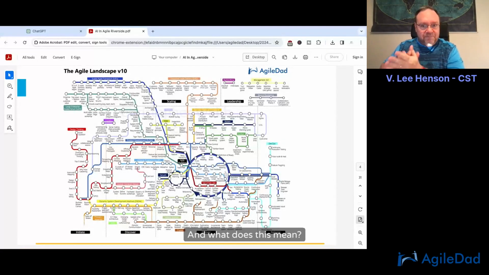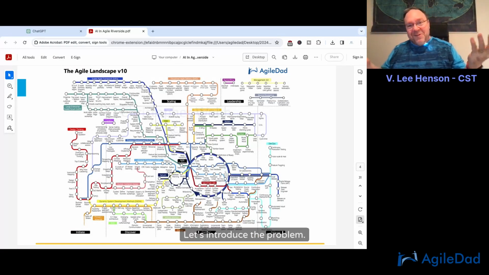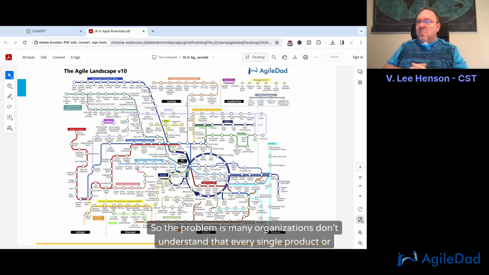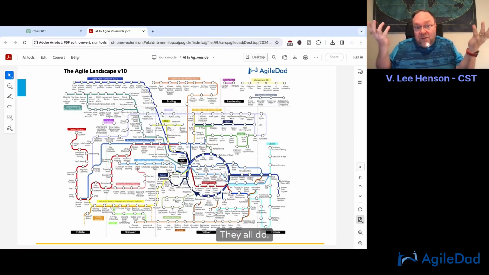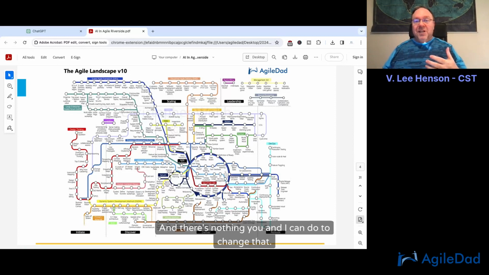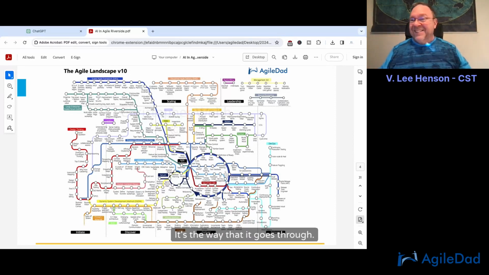And what does this mean? Well, I always like to start by introducing the problem. Let's introduce the problem. So the problem is many organizations don't understand that every single product or project in the world that they work on goes through 4 distinct phases. They all do. And there's nothing you and I can do to change that. It's just the way of the world. It's the way that it goes through, right?